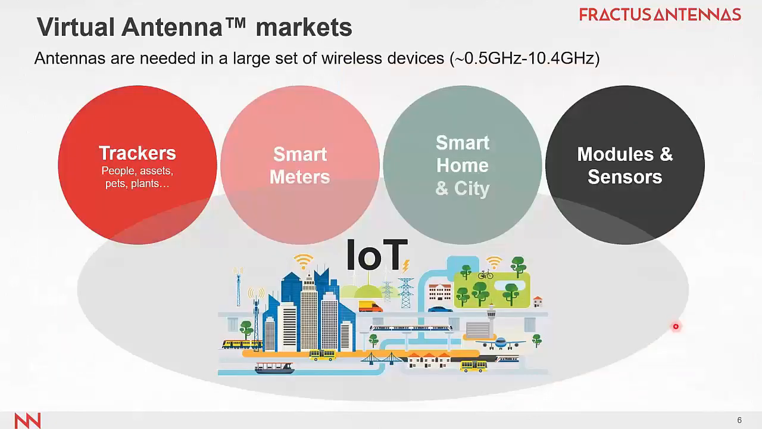What are the markets that we can address with virtual antenna? All the wireless devices, IoT devices, operating in this frequency range of 0.5 GHz up to 10.4 GHz. It means everything with LTE, GPS, GLONASS, ISM, LoRaWAN, and whatever is included in this frequency range can be addressed very easily with virtual antennas. So the markets, at the end, are tracker devices, smart meters, smart home and city applications, modules, and sensors. So everything for the IoT world and related applications.